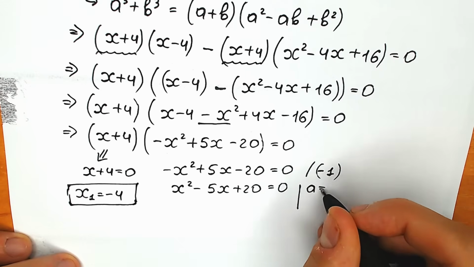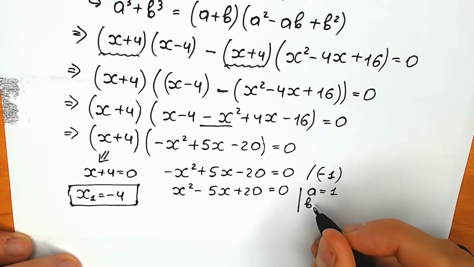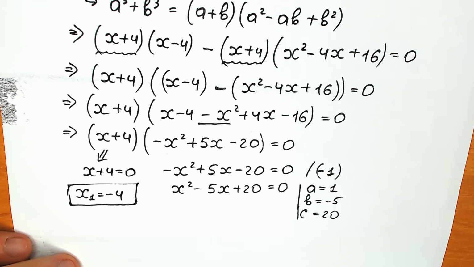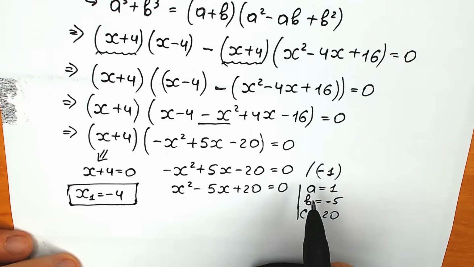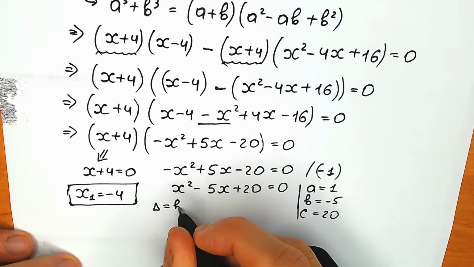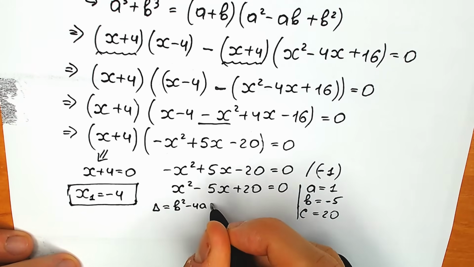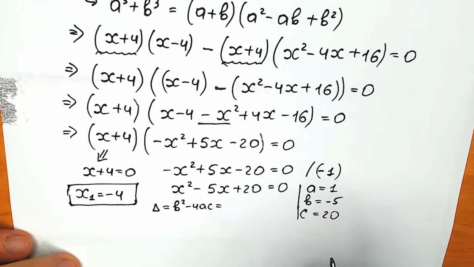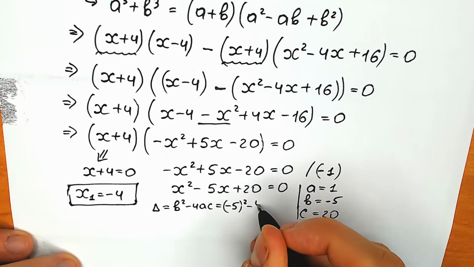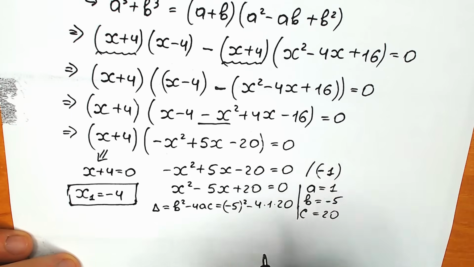So we have a equal to 1, b equal to minus 5, and c equal to 20. Okay, so these are the coefficients, and for example, I prefer solving this question in two steps, not plugging all these things into a basic formula. I prefer finding the discriminant first, so b squared minus 4ac. Okay, and I recommend you do the same thing. So b squared, minus 5 squared, minus 4 times 1 times c, times 20.